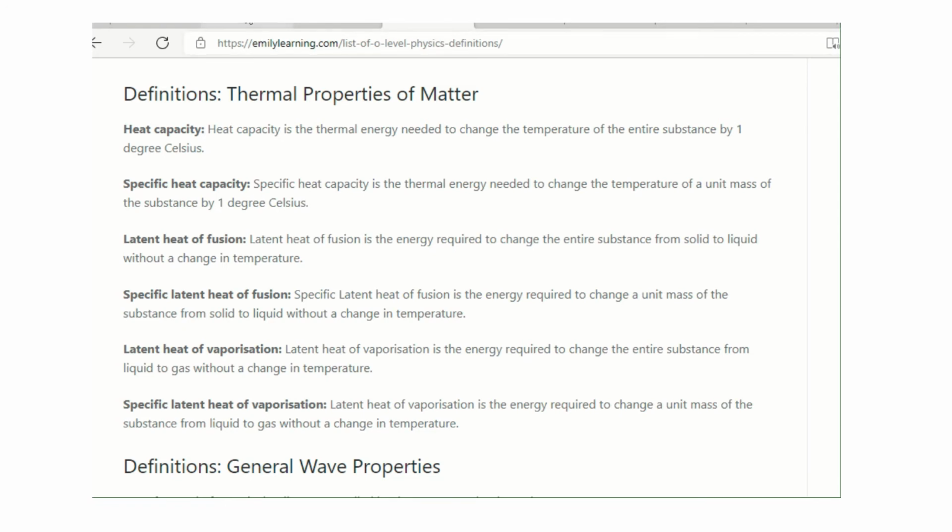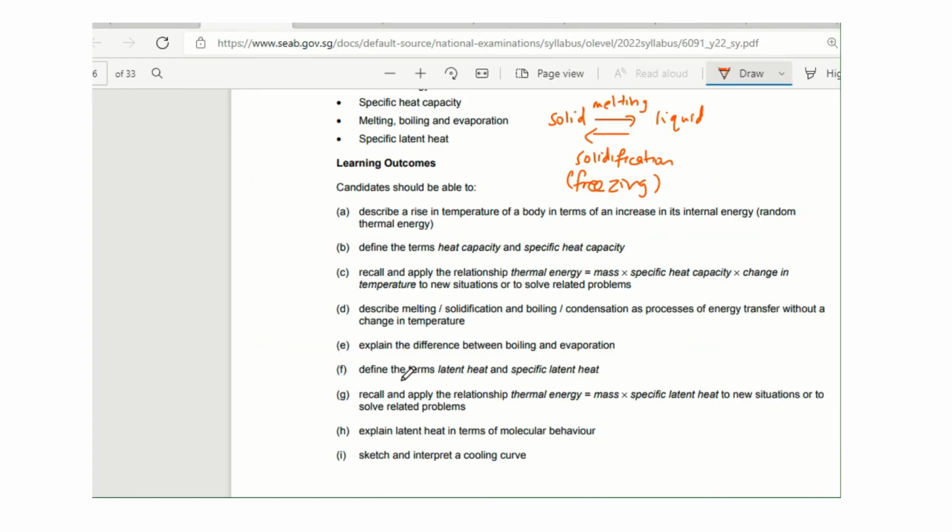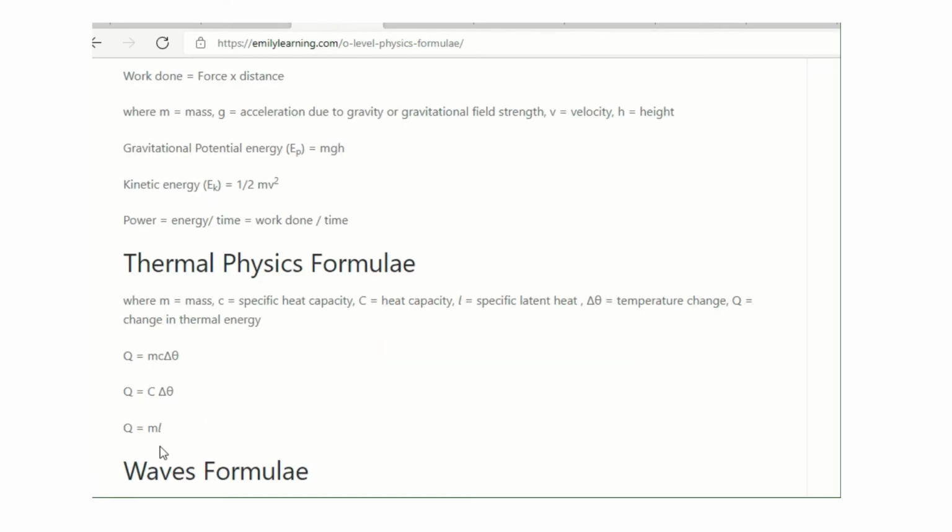Coming back to this, you need to apply the formula Q equals mass times specific latent heat, which is here. So Q equals mL. L is the latent heat, m is the mass, Q is the change in the thermal energy. So this is the formula you need to know.